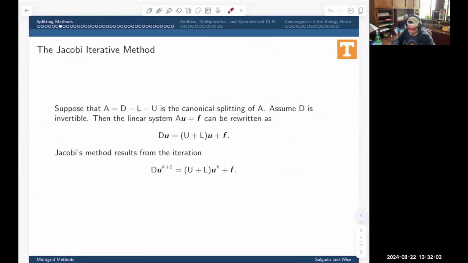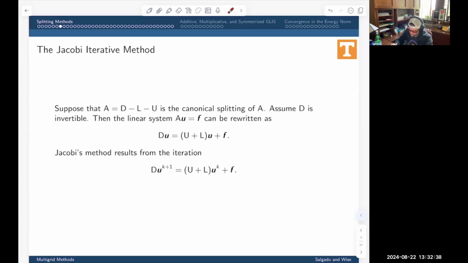All right, let's first define the Jacobi iteration method. And so here you'll see why we like to take those minus signs in this canonical splitting. Suppose that A has a canonical splitting, and let's assume that D is invertible. We will see why D needs to be invertible in a moment. Then the linear system AU equals F can be written entirely equivalently like this: D times U equals U plus L times U. Okay, that's entirely equivalent.